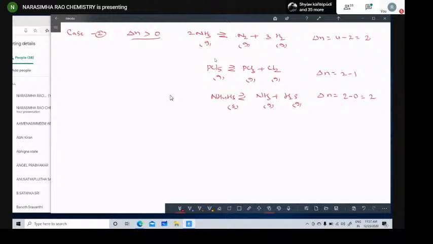Then what will be the relation between Kc and Kp? Kp is equal to Kc (RT) whole power delta n. The delta n value is positive, meaning the value of (RT) to the power delta n is greater than 1. In that situation, Kc is multiplied with a positive number greater than 1, so Kp is greater than Kc.